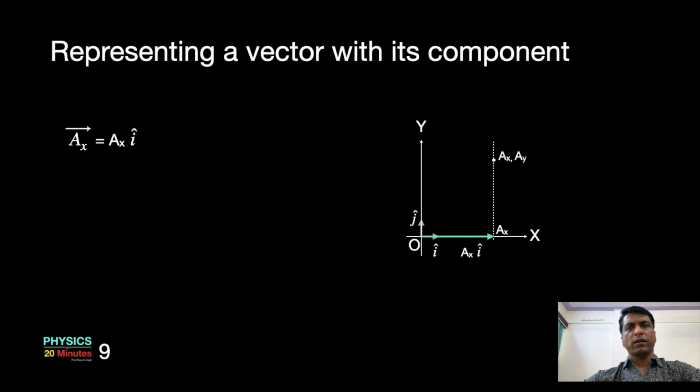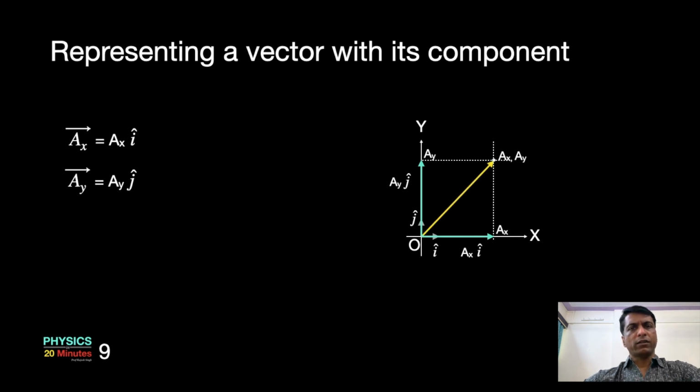In a very similar way, from the point I drop a perpendicular to the y axis. The intersection point is ay. Therefore, I can draw a vector from the origin to the point ay. This vector can be written as a product of ay into ĵ. Once again, remember, ay is a scalar. It obtains direction only after it is multiplied to a unit vector, ĵ. In this case, it will be pointing towards the positive y direction. Therefore, this vector can be written as vector ay, which is equal to ay ĵ.